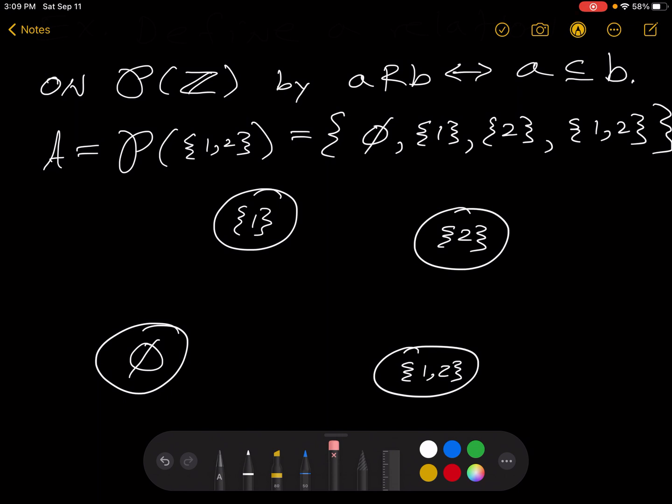Okay, so is the empty set a subset of itself? Is it true that the empty set is a subset of the empty set? Yes, that is true. Remember, the empty set is a subset of all sets. So it's certainly a subset of the empty set. And so we have a self loop there.